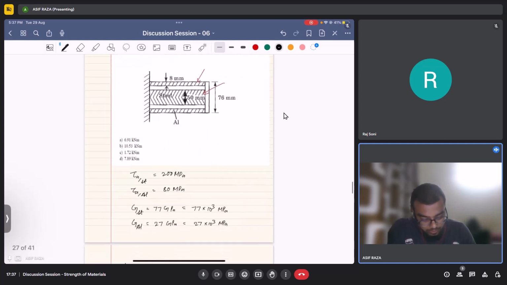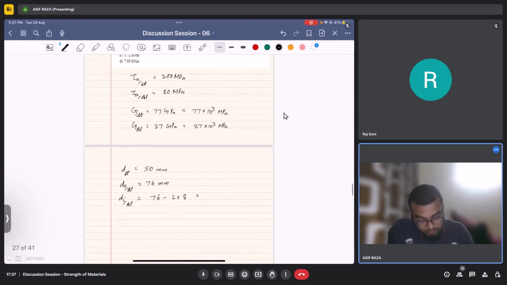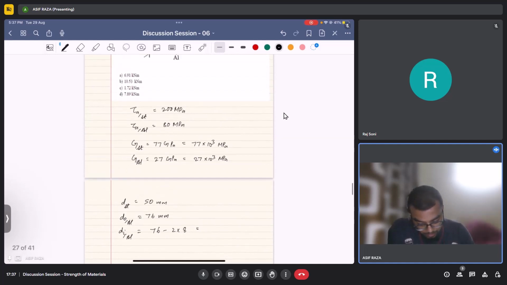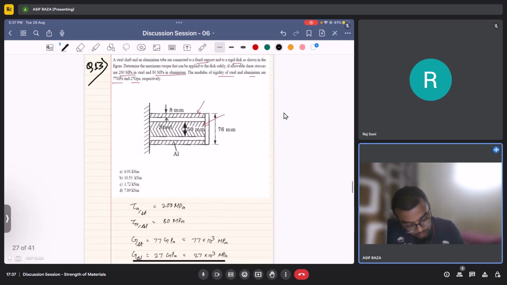So with that, we are just writing what all data have been provided. So the diameter of the steel is 50 mm, the outer diameter of the aluminium is 76 mm, and the inner diameter of the aluminium tube would come out to be 76 minus 2 into 8, and that would be around 60 mm.